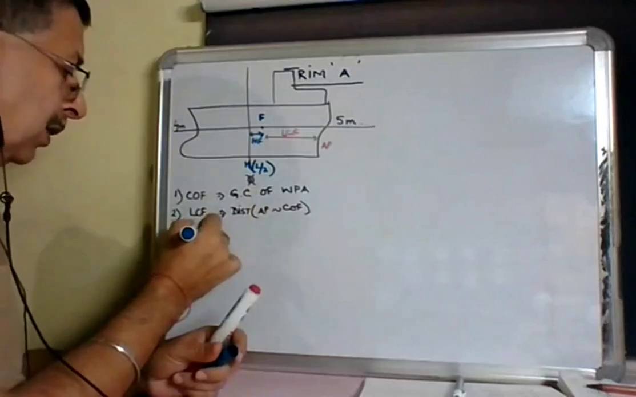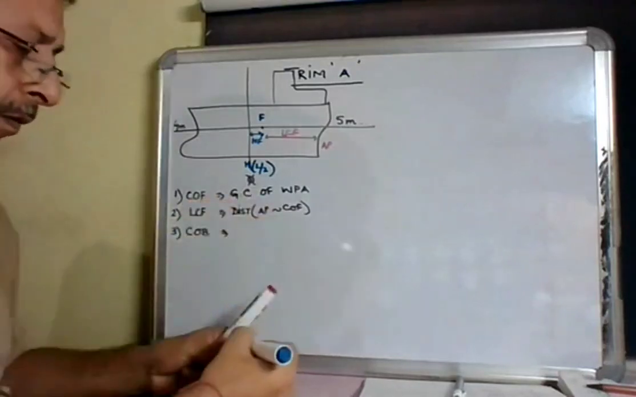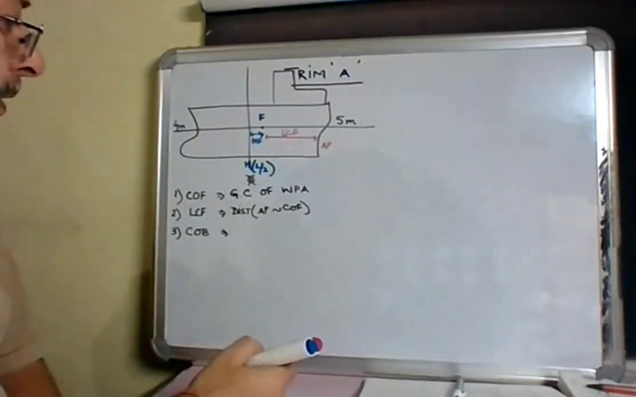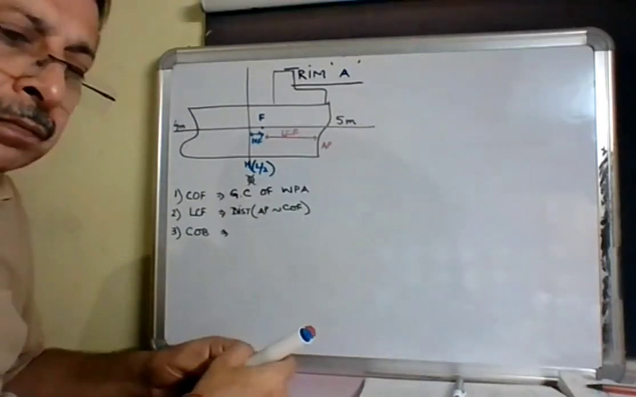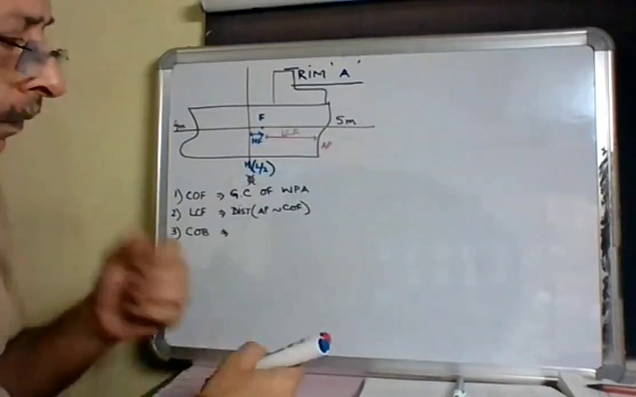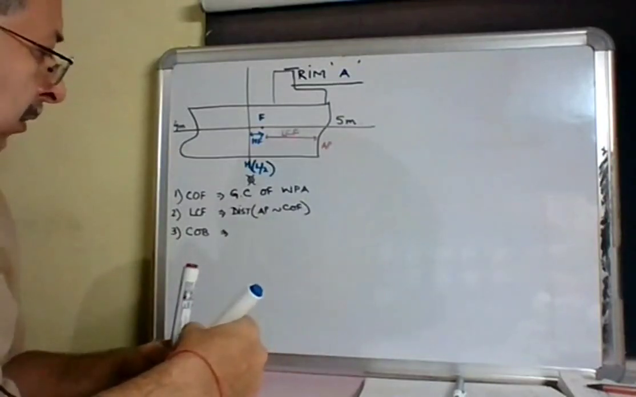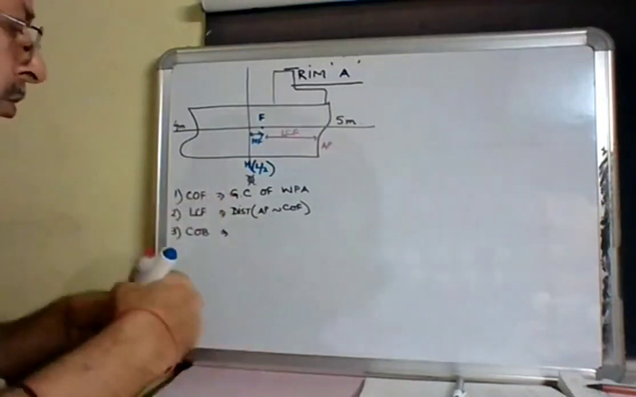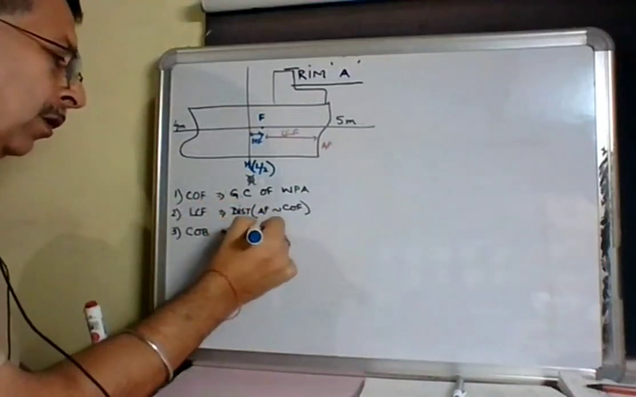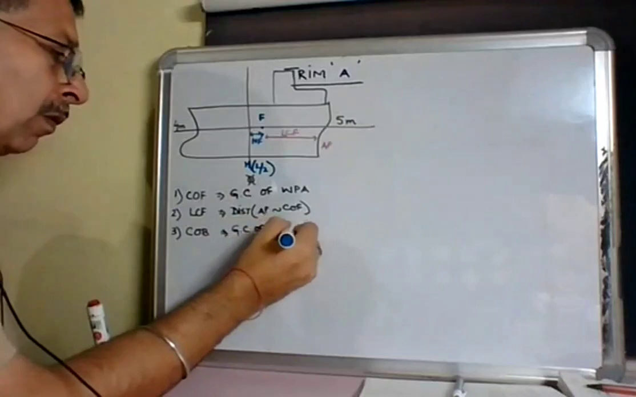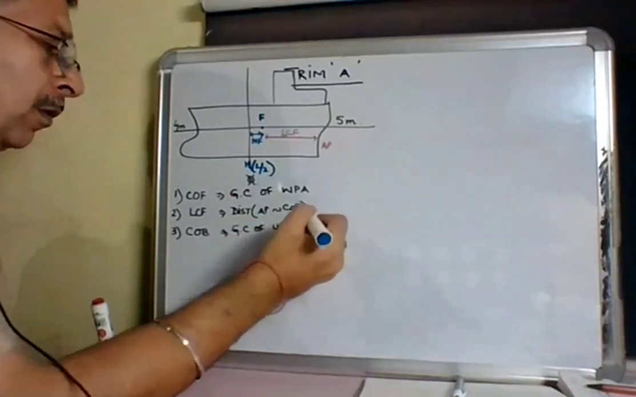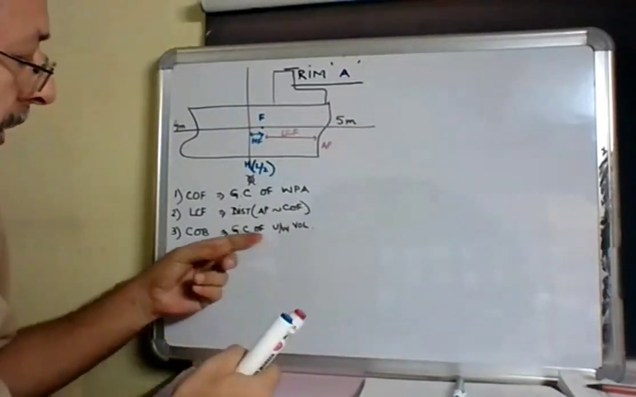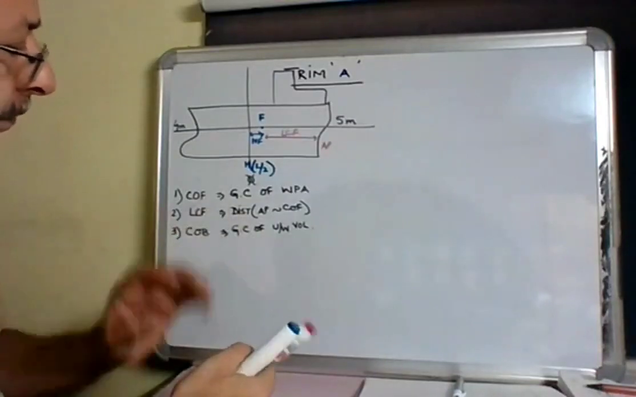All right. Can you tell me what is center of buoyancy? It's an imaginary point of the underwater volume of the ship, where the force of buoyancy acts upwards. Correct. It can also be said as the geometric center or the centroid of the underwater volume, through which the force of buoyancy acts vertically upwards.